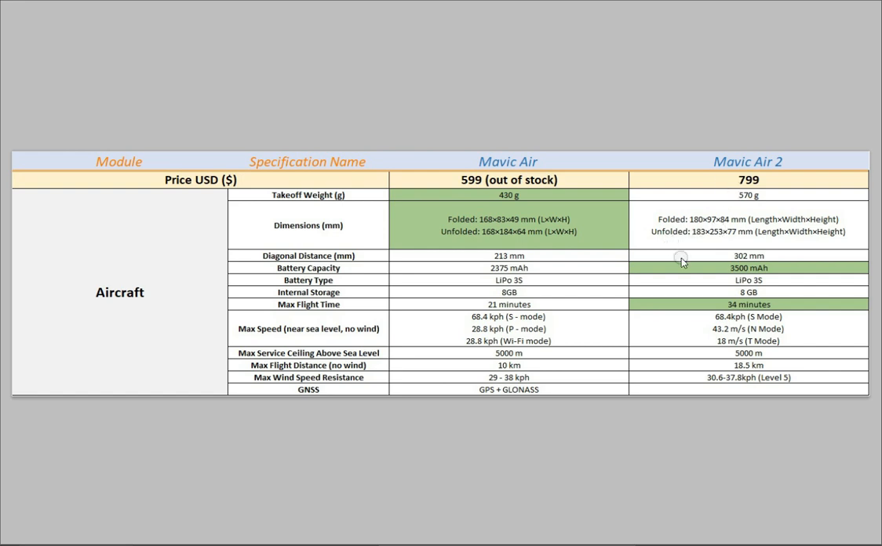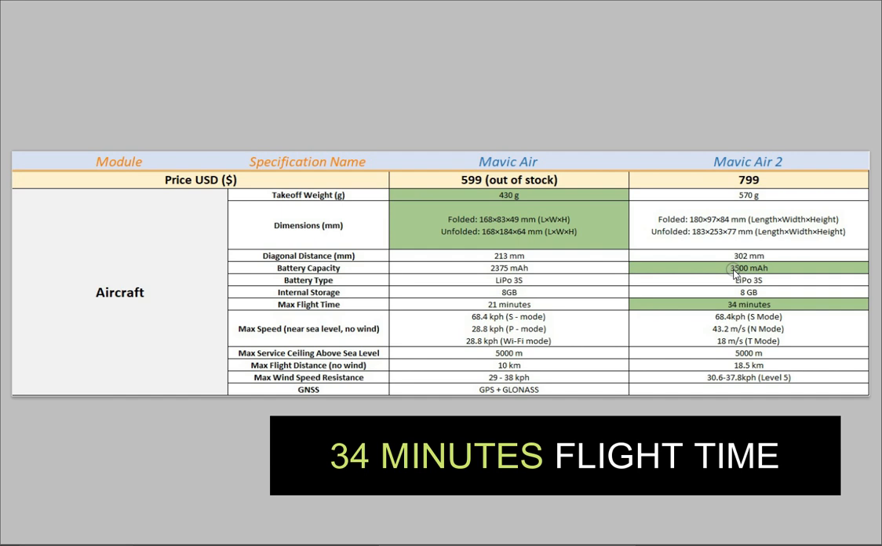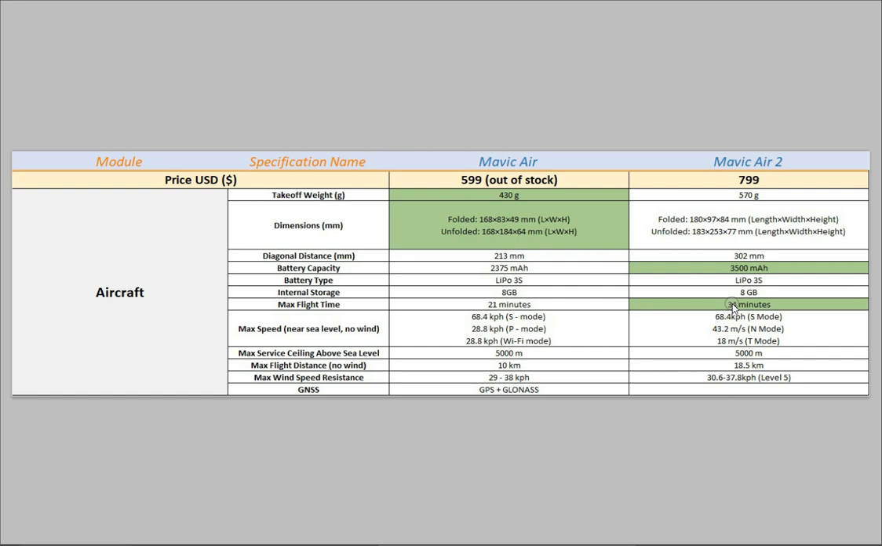So the first thing is the battery. The battery has more capacity, and that is the reason you have more flight time, which is 34 minutes. One more thing, which is internal storage, it remains the same, which was 8 GB in Mavic Air as well. I think this should have gone up, maybe 16 GB or 32 GB, somewhere around that place, but it remains the same. Then obviously your maximum flight distance has increased because the battery time has increased as well.